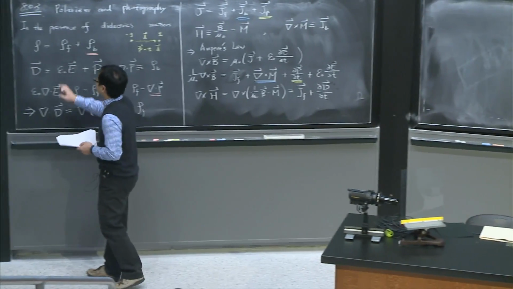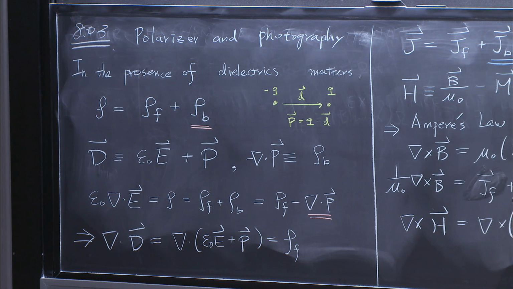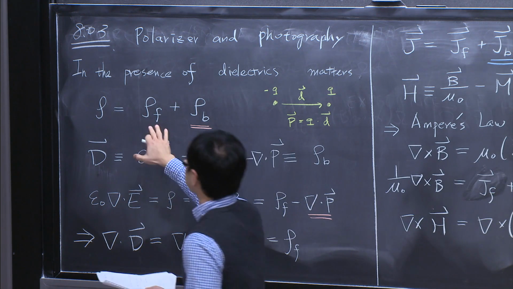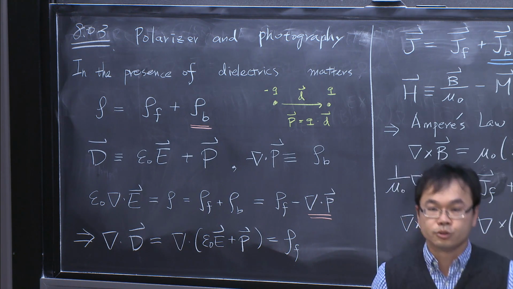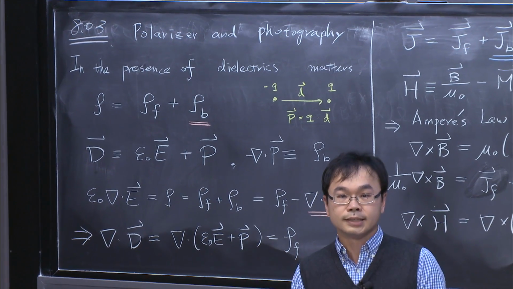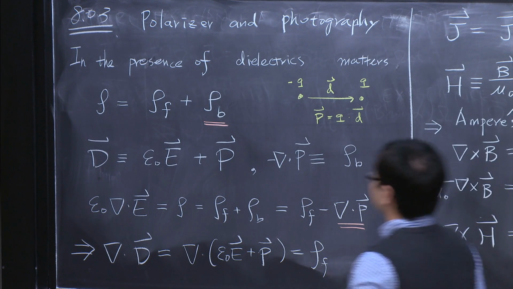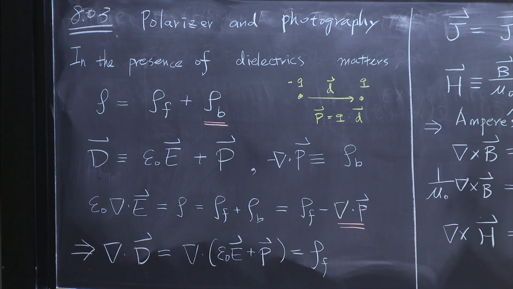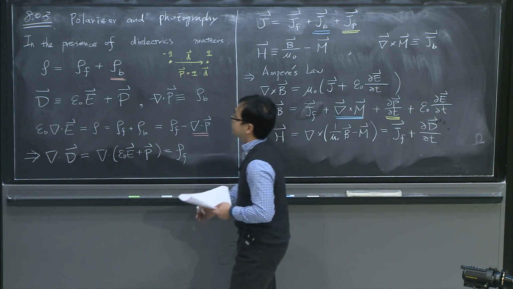In order to do that, we have to classify the total charge density rho into two components. The first component is the free charge, which is the charge that can travel freely inside the medium. And the bound charge, as I mentioned, is for example the electron cloud, which is bound around some location in the medium. So the idea is the following.